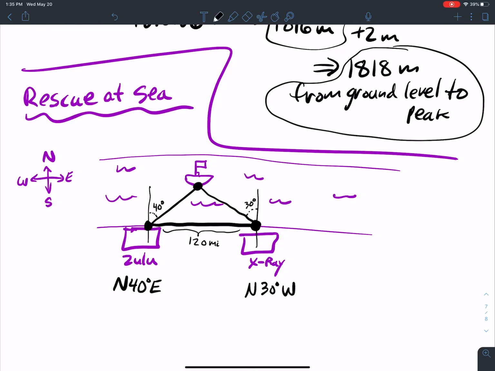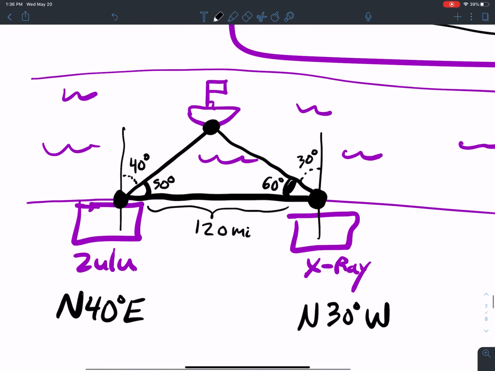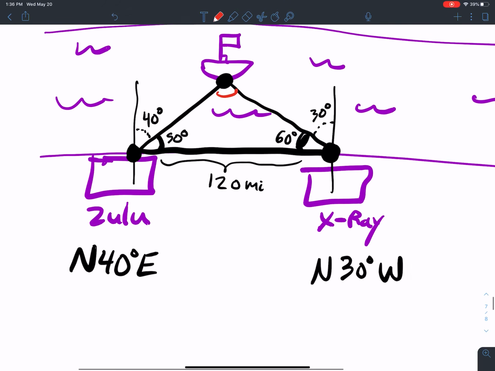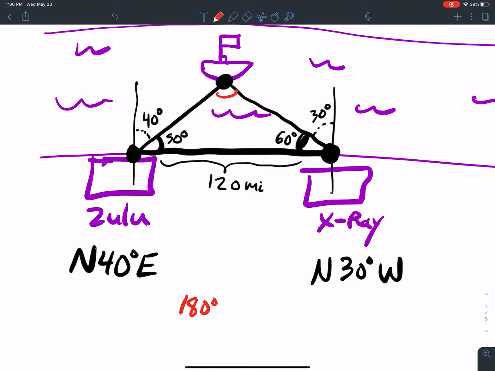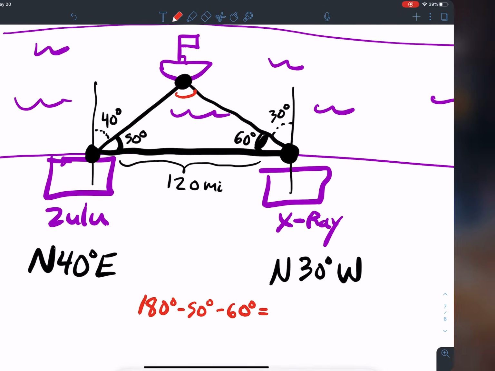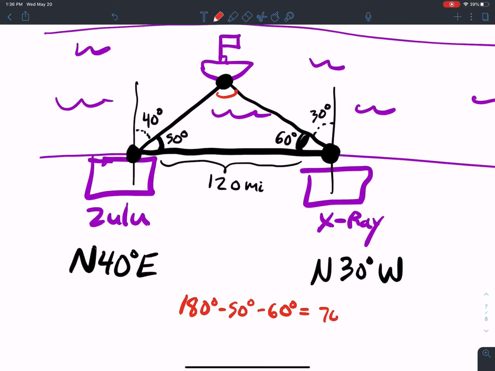And so what does that tell me? That tells me that this angle inside here is going to be 50 degrees because it's got to add up to 90. And this angle here is going to be 60 degrees. Now, if that's the case, what do we know? 180 is how many degrees in a full triangle? 180 degrees minus 50 degrees minus 60 degrees equals 70 degrees here.